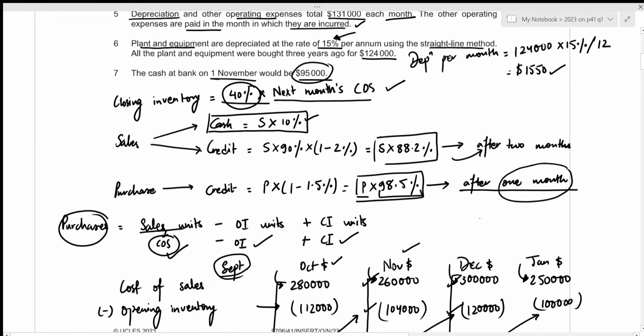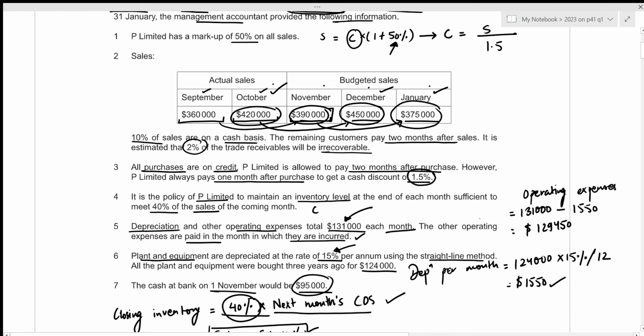Alright, we are done with the purchases. Okay, we have utilized this. We've included the sales, we've included purchases, we've included the closing inventory. Then we have our operating expenses after excluding the depreciation for the month, because this is a non-cash expense. So we also need to include the operating expenses of 129,450 for each of the 3 months within our payment section. Let's write it down.